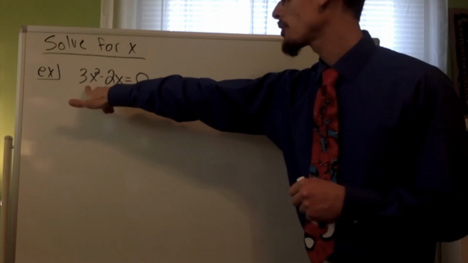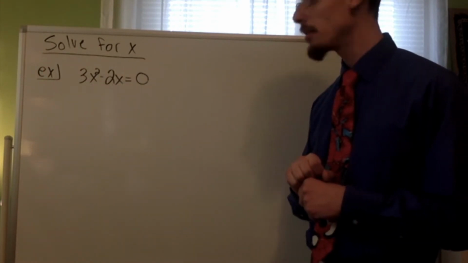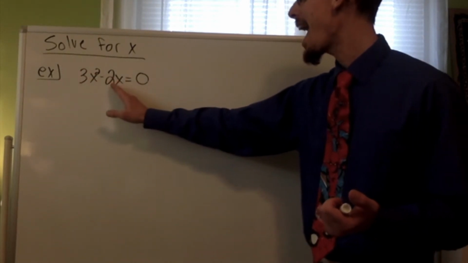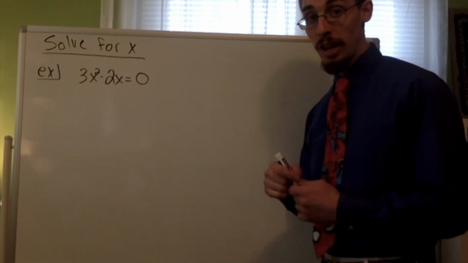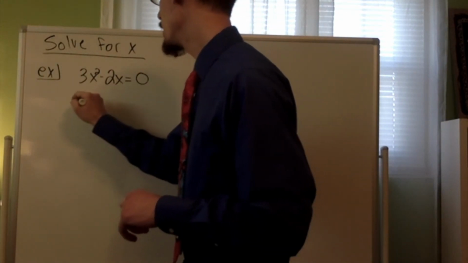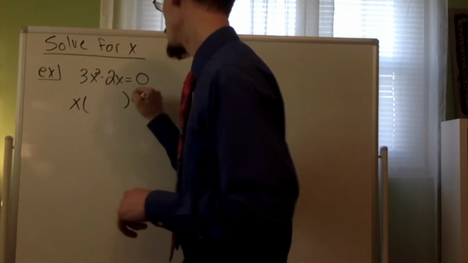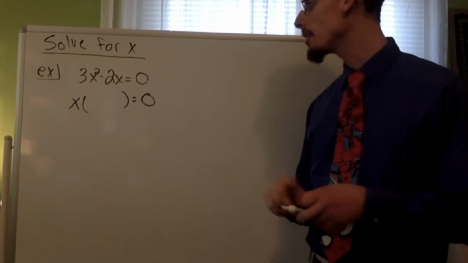So with 3x squared minus 2x, they only share one factor in common, and that's x. They both have an x attached to them, so I can factor out a GCF of x. What does that look like, right? You take the x out, and then you're left with parentheses.